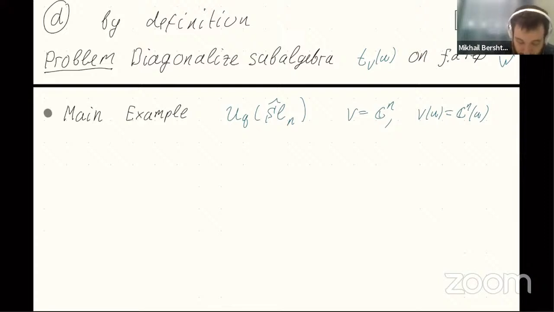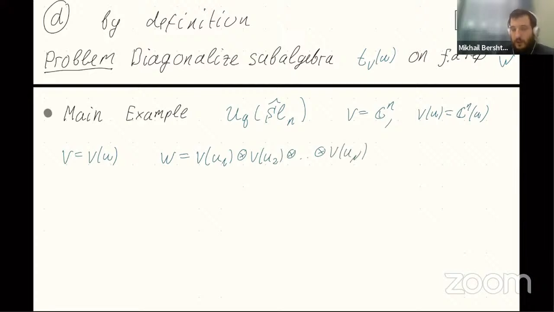Let us take V to be V of U and W to be V of U1 tensor V of U2 tensor V of UN. So this is our space in which we want to diagonalize the subalgebra, the so-called quantum space in terms of quantum integrable systems. And V is called the auxiliary space. So we think that our quantum space is again just a tensor product of the simplest representations.